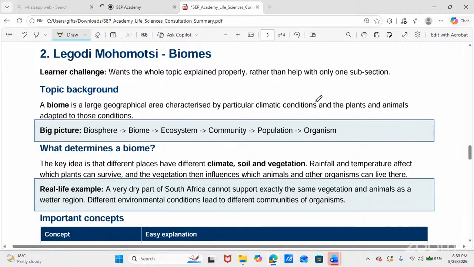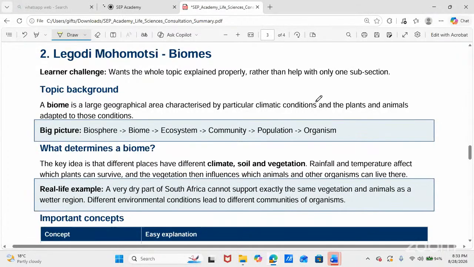So that means there are different places with different plants and different animals that are adapted to those places, and also different climatic conditions. As you know, climatic conditions differ from weather conditions. Weather conditions are the day-to-day changes in the atmospheric system, while climatic conditions are the long-term changes of the atmospheric conditions, right?